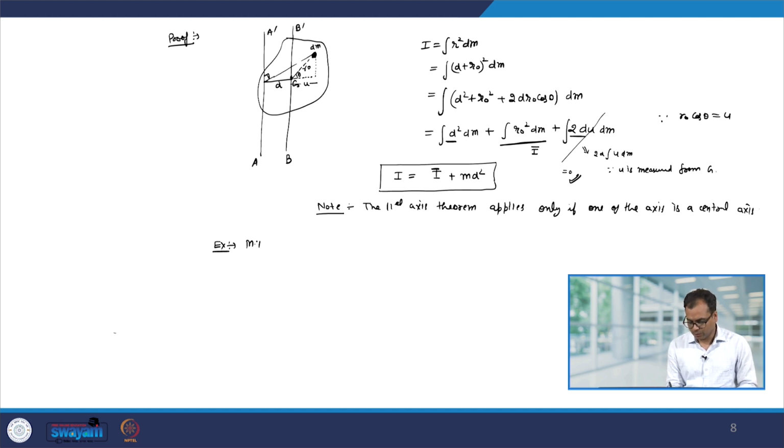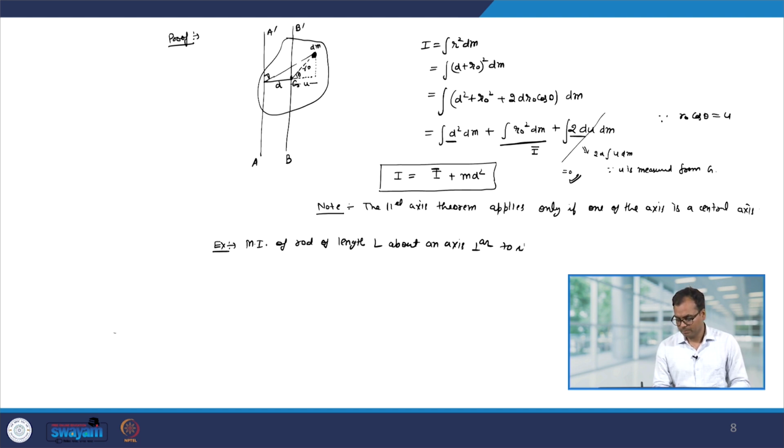So, let us say we want to find out the moment of inertia of a rod of length L about an axis which is perpendicular to it and passes through one end. Okay. So, we have this rod and we want to find out the moment of inertia about this axis.